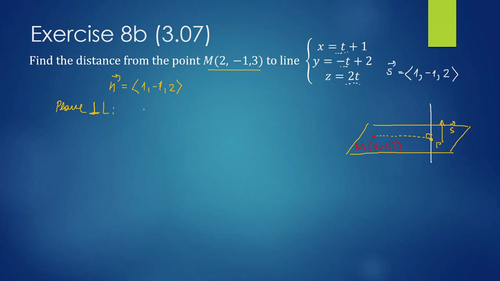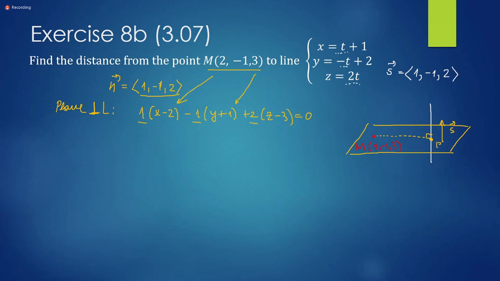And so we have 1 times x minus 2, minus 1 times y plus 1, plus 2 times z minus 3 equals 0. See that 1, minus 1, 2 is this vector, the coefficients a, b, c. The coordinates of the point M go in for x1, y1, z1.